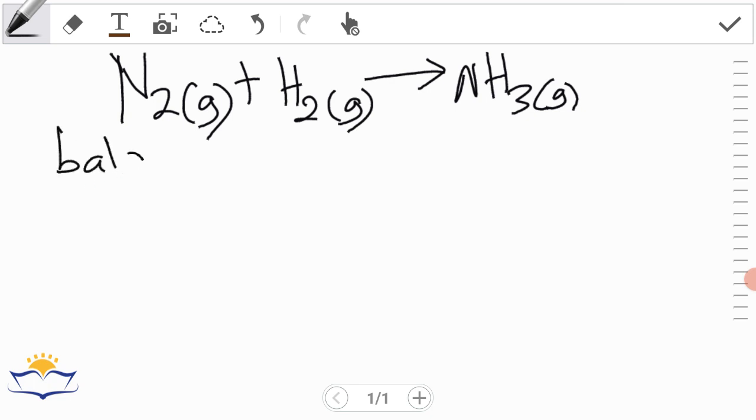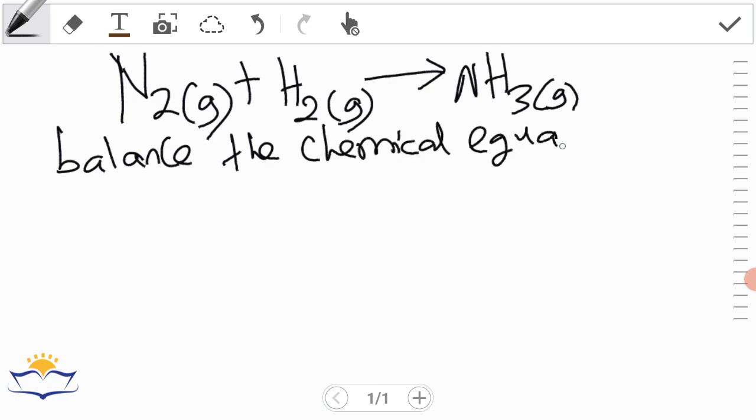So balance the chemical equation, right? Then zomwe titapanga apa. So solution.